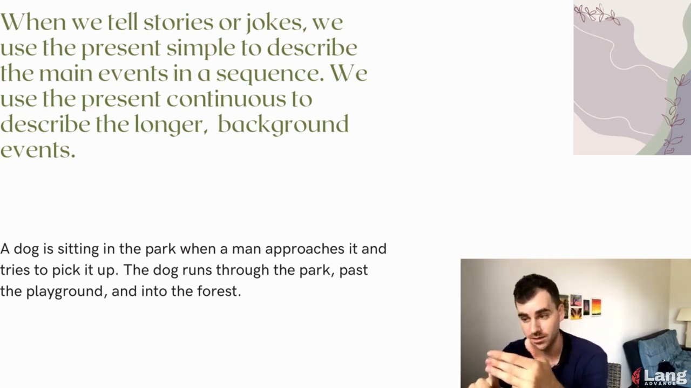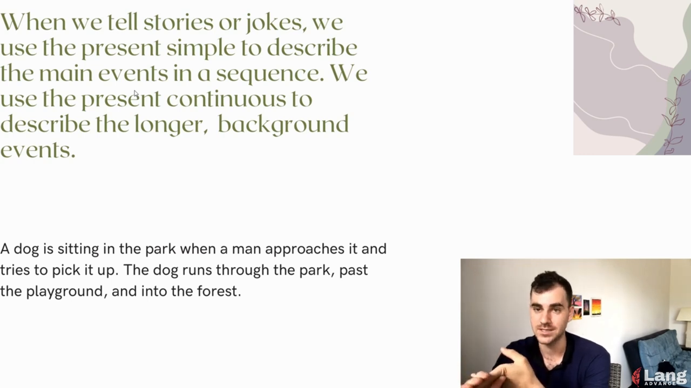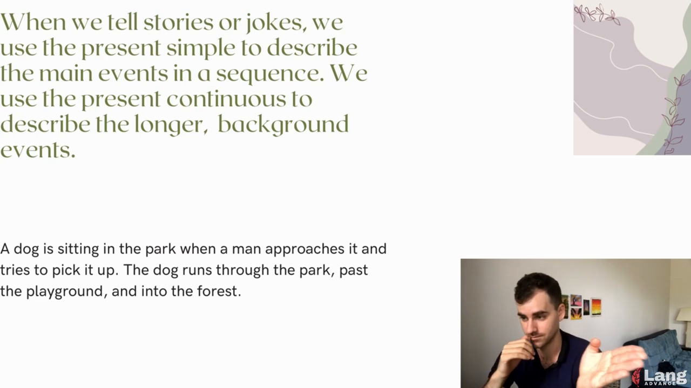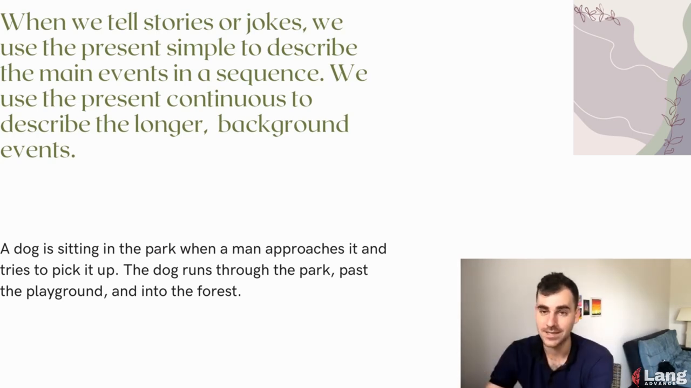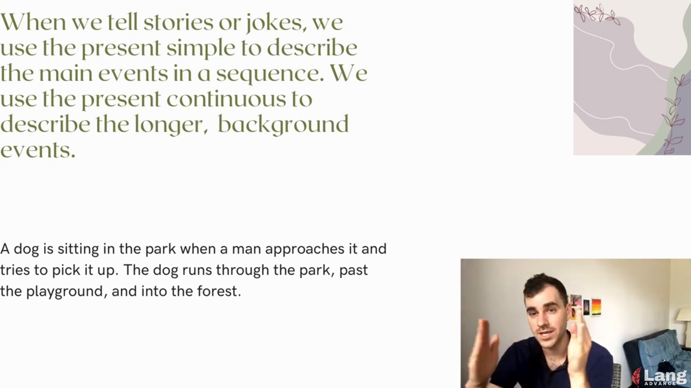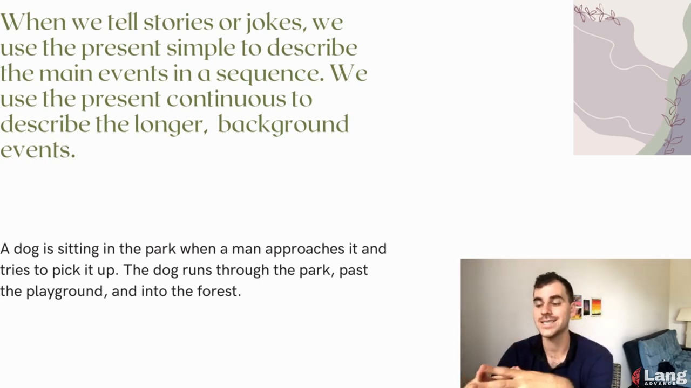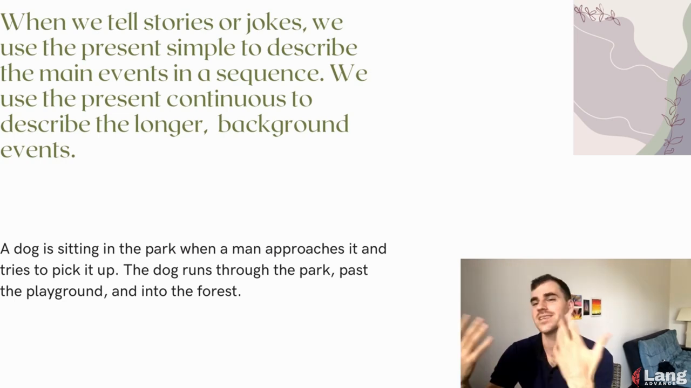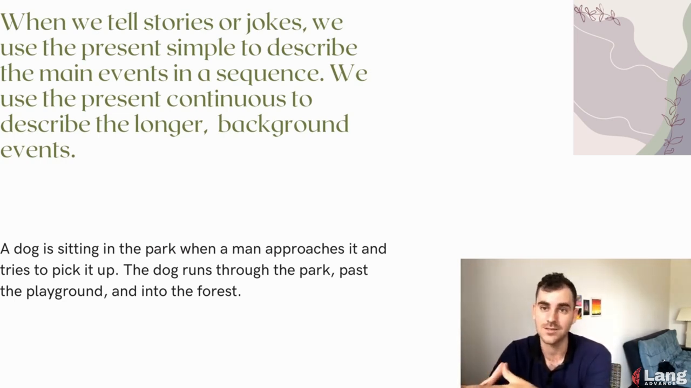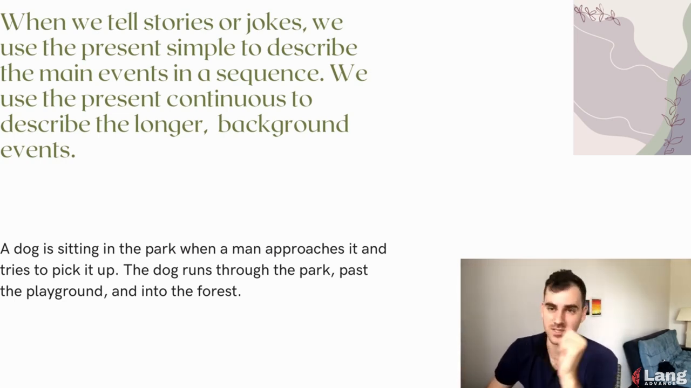Approach, try, and run are in the present simple because these are the main events of a story in a sequence. Sitting is in the present continuous because it describes the background situation. The dog is sitting in the park. He was sitting in the park before the story even started. So that's why we use the present continuous.